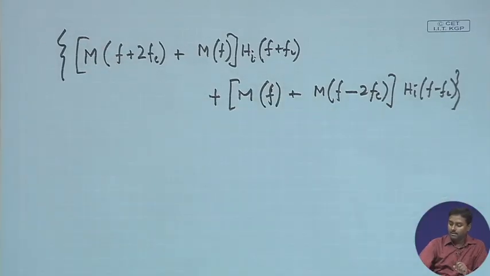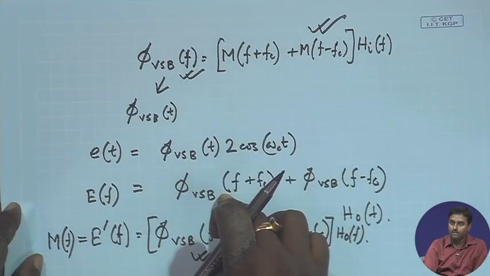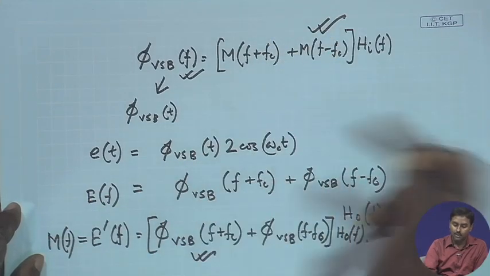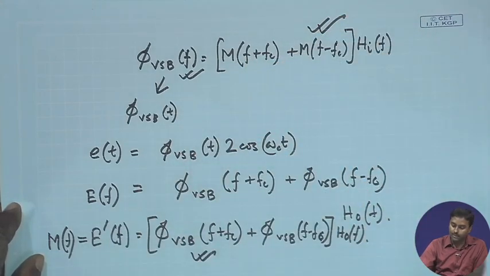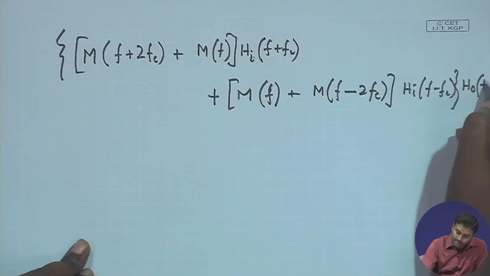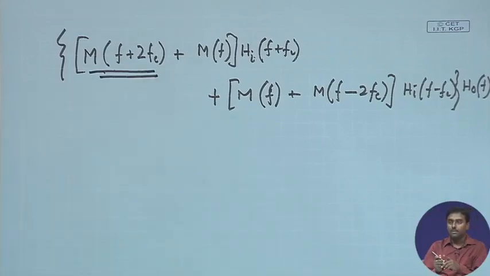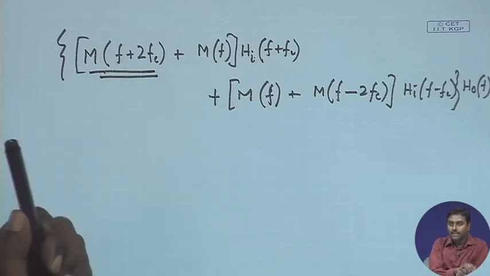This is the E(f) part, just by replacing this over here. In E(f) I have just substituted this, and wherever required in place of f I have put f plus Fc or f minus Fc. That multiplied by HO(f) must give me M(f). But now we have to see that whenever I multiply by HO(f), some of the higher frequency terms will be cancelled. Look at this term, where it is going. It is actually M(f) shifted by 2Fc in the negative half.